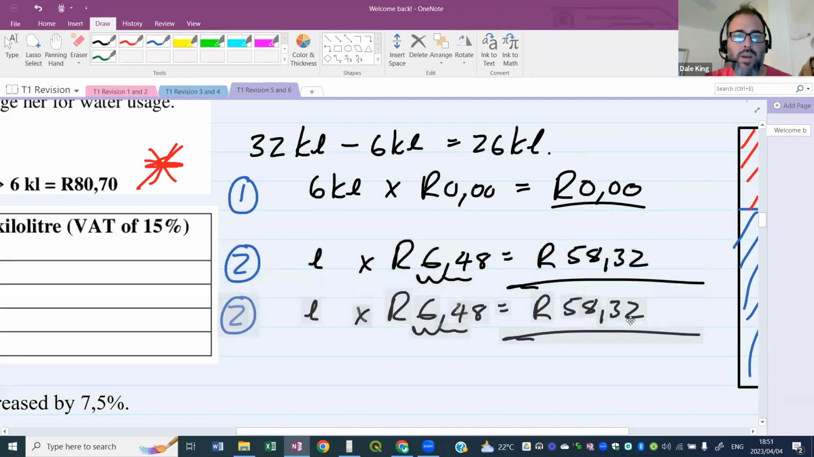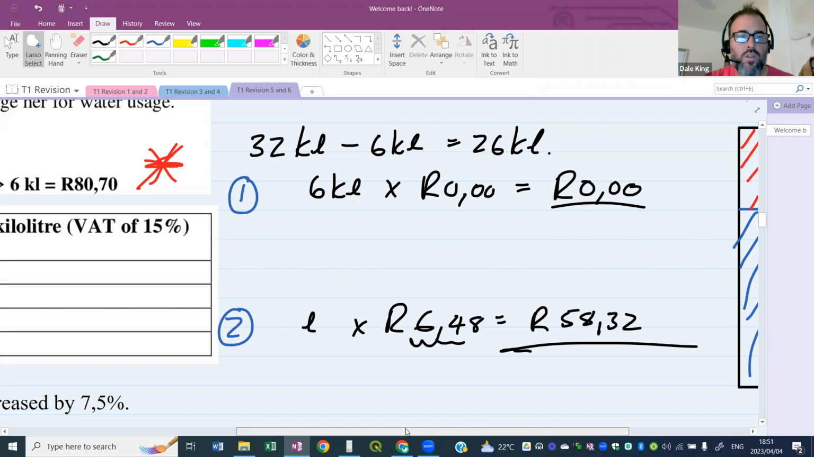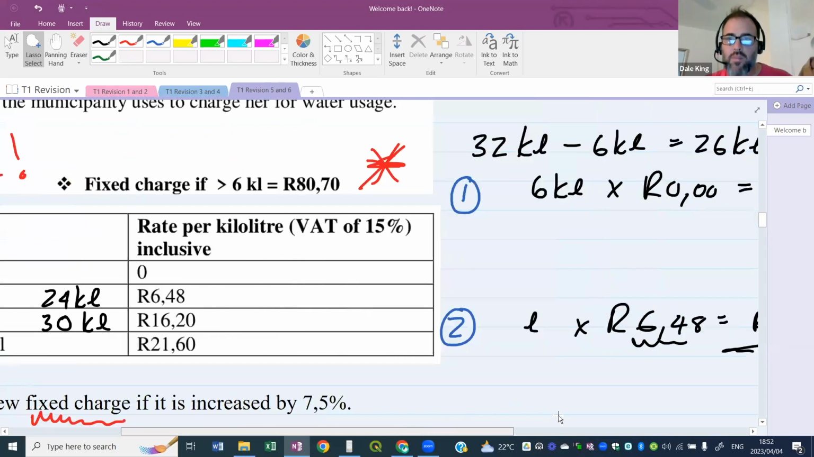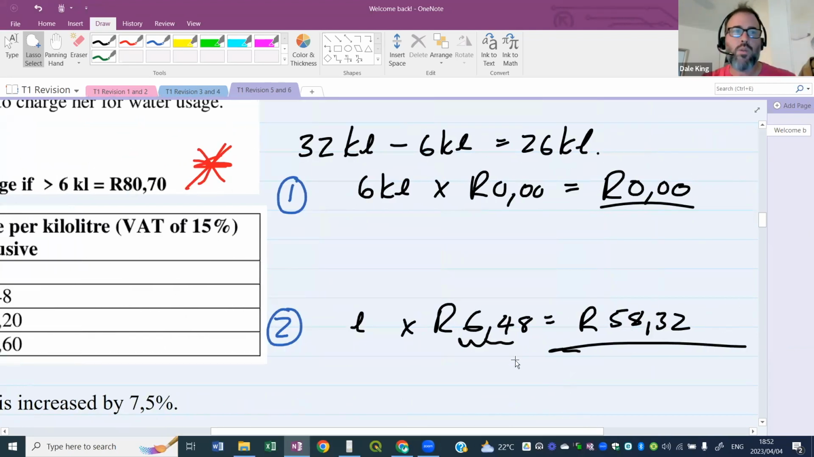If we stay in the second bracket, we can just finish it off. Do we stay in the second bracket or do we get pushed into the third one? Well, if you look here, we know there's 24 kiloliters in the second bracket, and I still have 26 kiloliters. So I'm using all the water in the second bracket and there's still some left over. That's going to push me into the third bracket. So this 24 here, we're going to have to remove 24, which is all the water in the second bracket, charge at the second bracket rate, and then deal with what's left over.